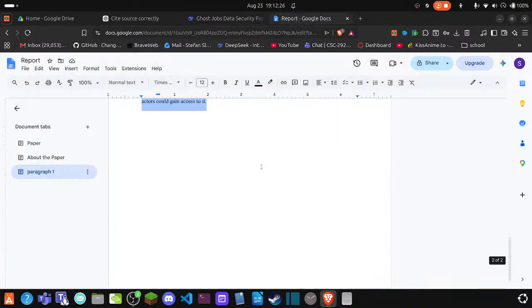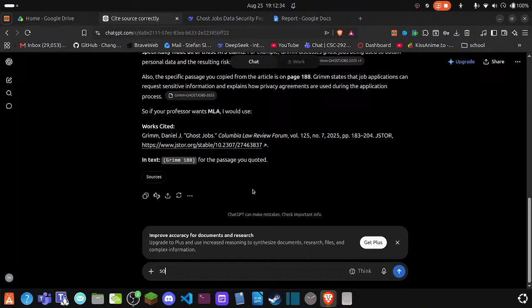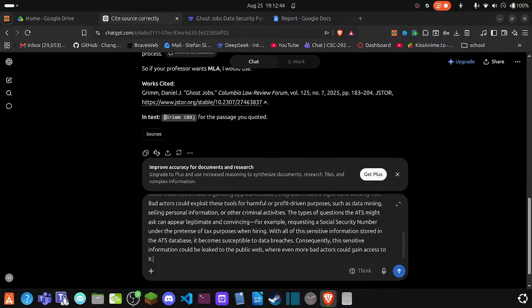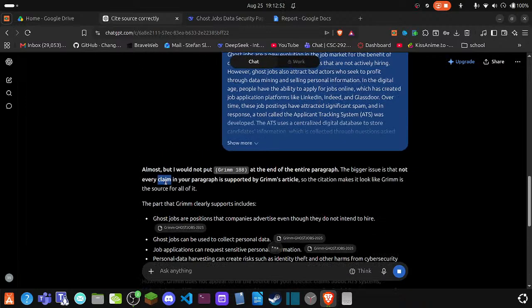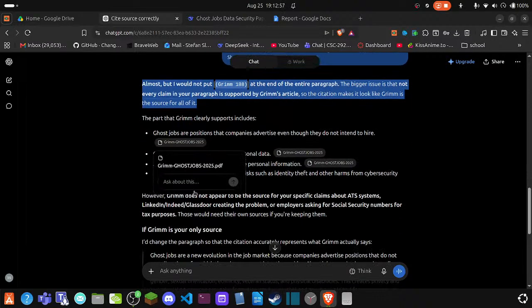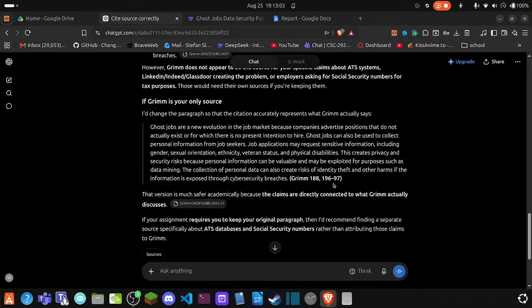So this is correct. And just put this at the end. Almost, but I would not put Grimm 188 at the end of the entire paragraph. The bigger issue is that not every claim in your paragraph is supported by Grimm's article, so the citation makes it look like Grimm is the source for all of it.